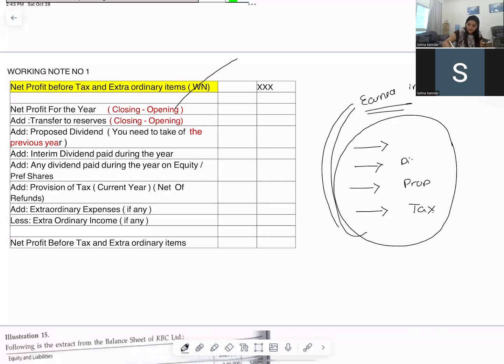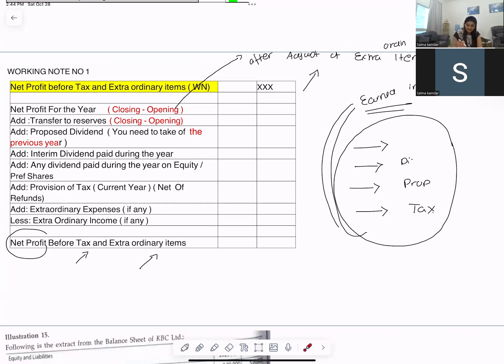But understand that this profit for the year that you find out is after adjustments. When I say it is after the adjustments of extraordinary items, that means you will have to add back those things that you have removed from the profit so that you get your actual net profit that you earned from operations before the tax and before you had removed any extraordinary items.